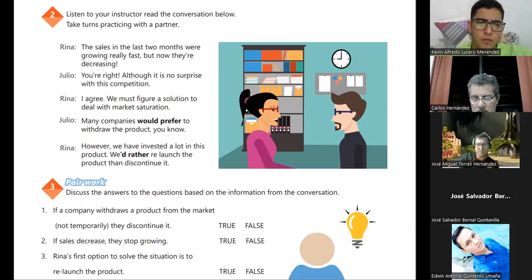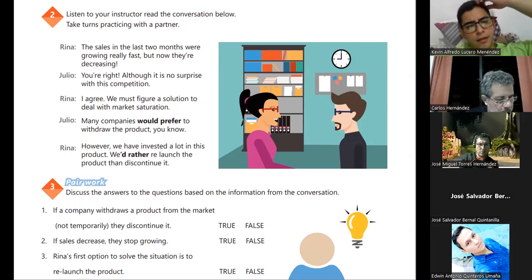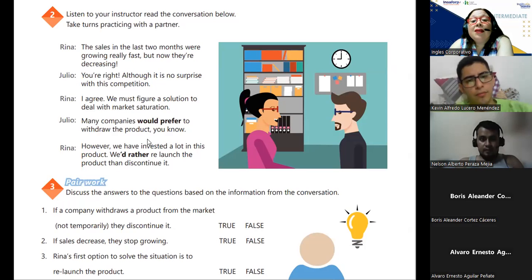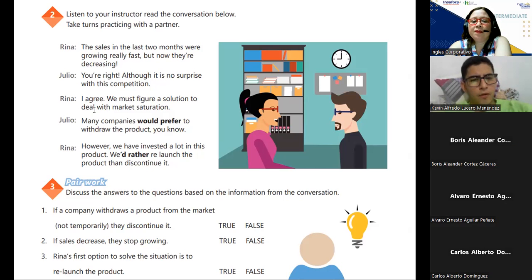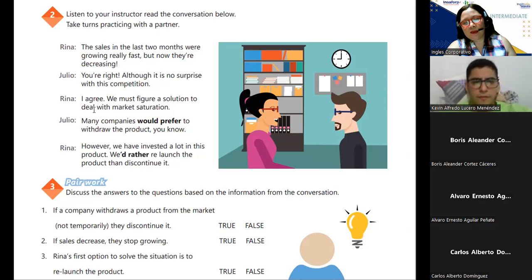Decreasing, and the opposite, increasing. Decreasing, increasing. And deal, as in a solution to deal with market saturation. Deal is like cope. Do you know cope? It would be like "trato", yes, but "manejar", to cope, to work on that thing. Okay, okay. Okay then.